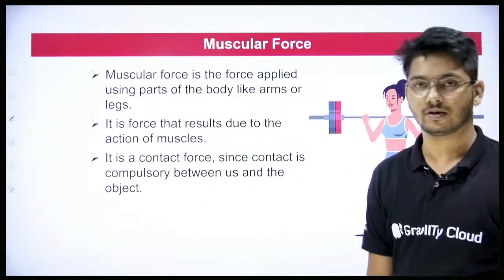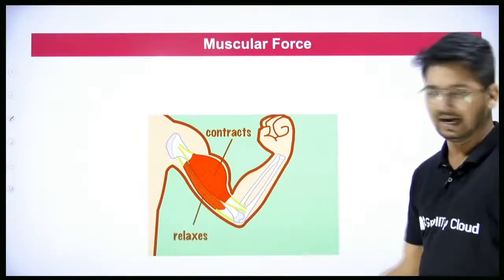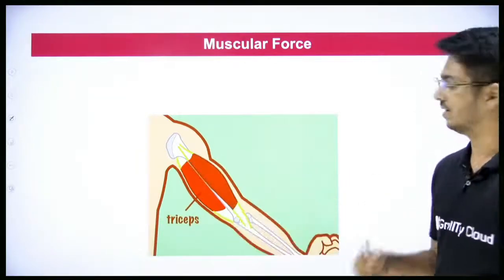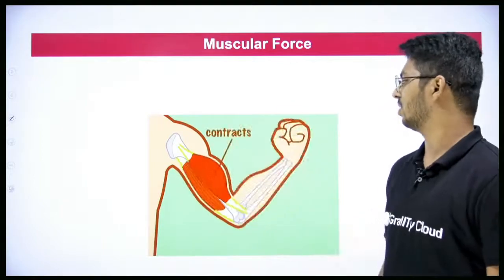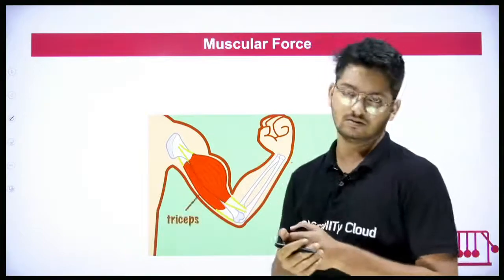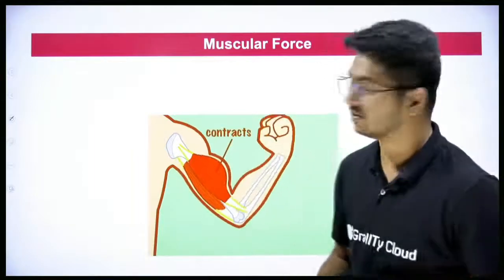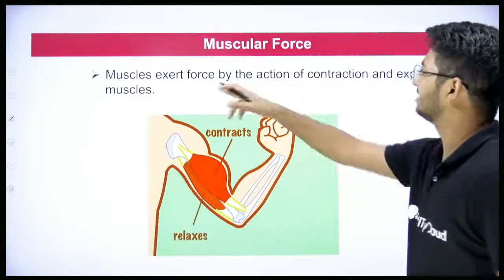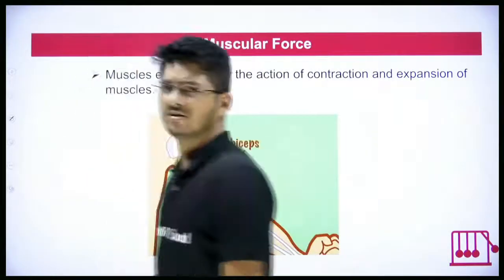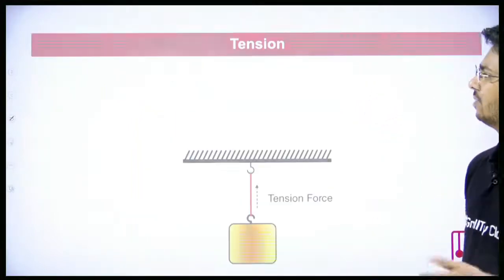That's muscular force. Clear? And you can clearly see here, when you lift your hand, what happened? Your biceps, they are contracting. Right? You can clearly see the biceps. Okay? So they contract or expand depending on the action. But that's how muscles apply force. That's how we apply force. Clear? So muscles exert force by the action of contraction and expansion of muscles. A bit of biology. Right? Okay.